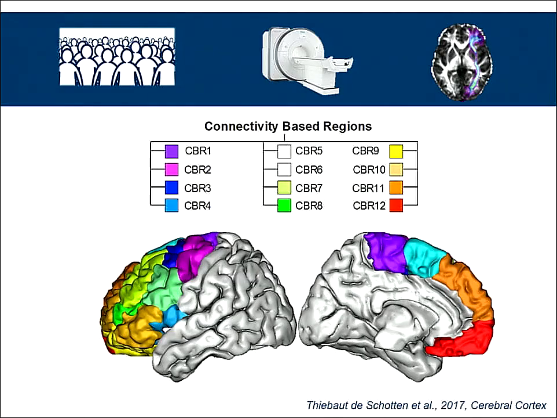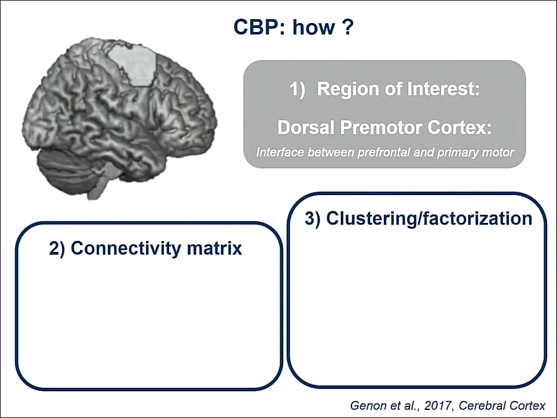So this really opens up a lot of applications. How does it work? Basically, whatever the type of connectivity-based parcellation approach, it is always more or less the same procedure.